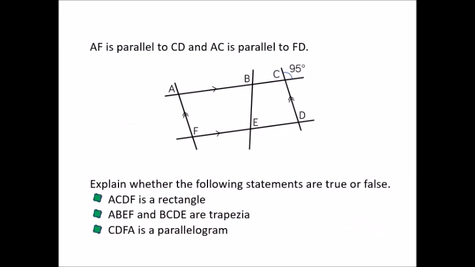AF is parallel to CD, and AC is parallel to FD. Here are three questions then for you to decide whether they are true or false, and see if you can think about the reasons why.